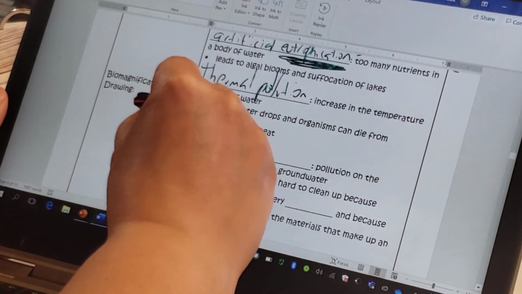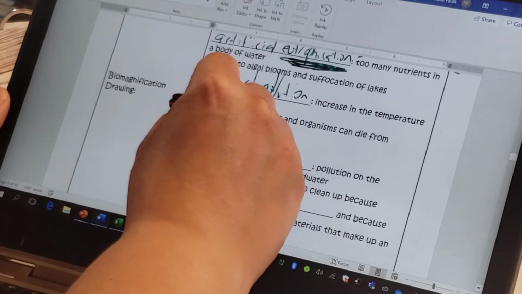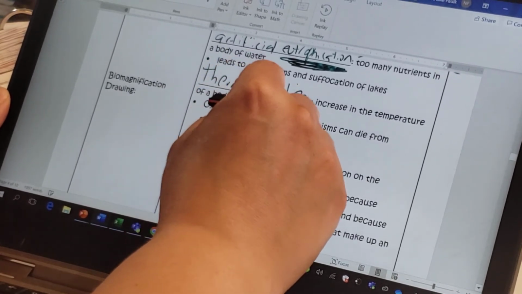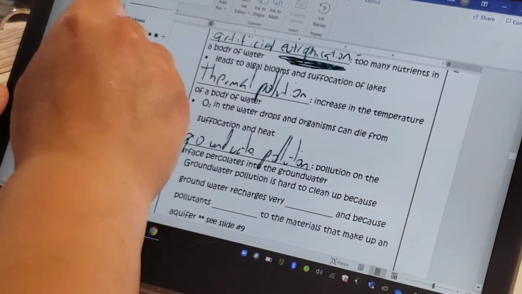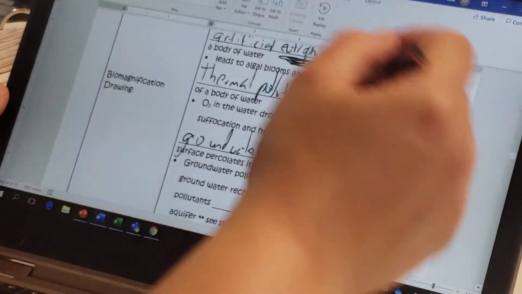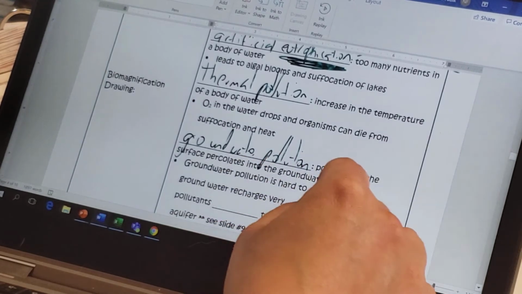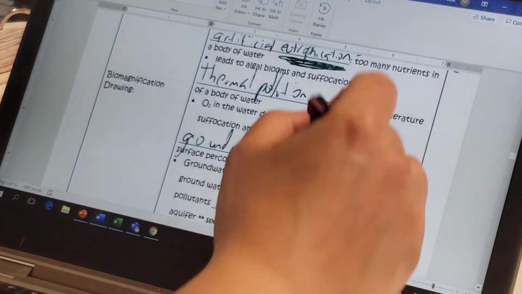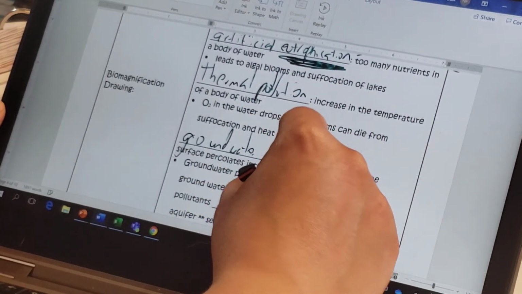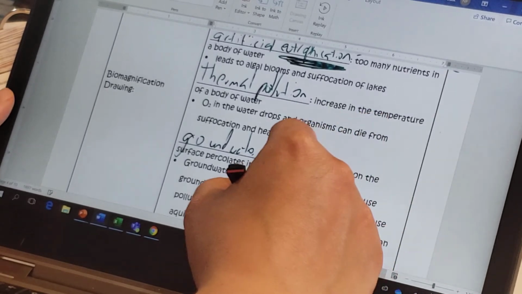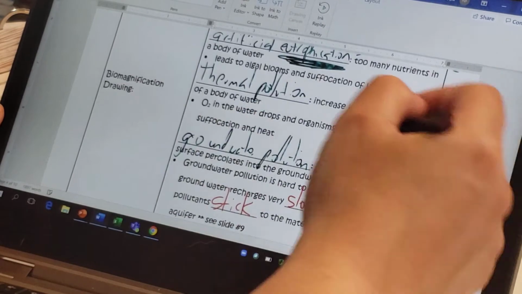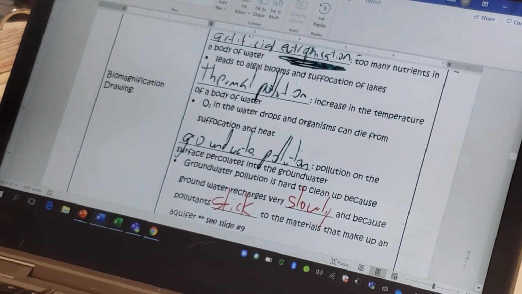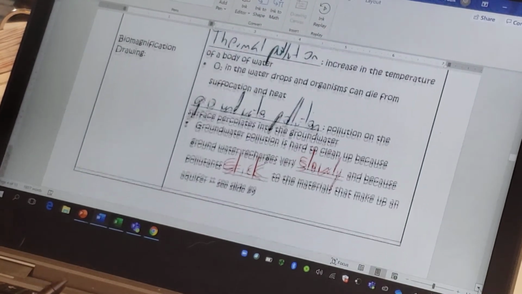And then you've got groundwater pollution. That's a huge no-no. Because if you pollute your groundwater, you are in deep trouble, right? Groundwater pollution is hard to clean up because groundwater recharges very slowly, and because pollutants stick to the materials that make up an aquifer. If you guys don't mind, I'm going to keep going and I'll go back and do the last 3 slides, okay?